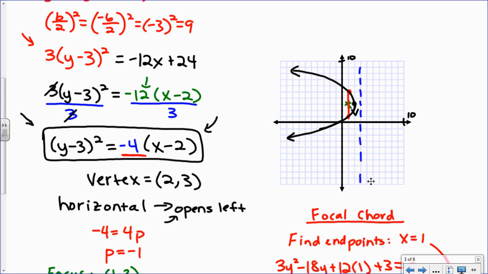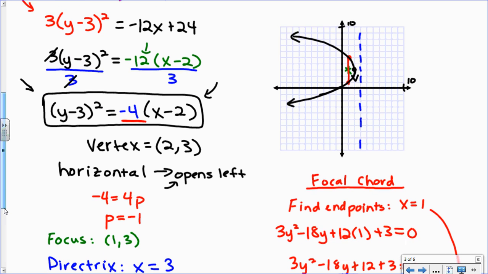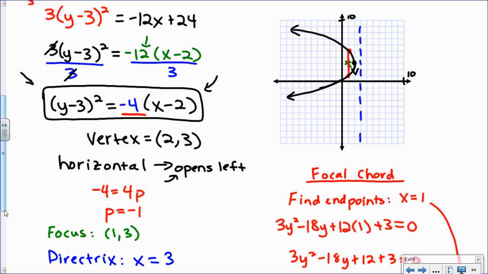Yes? What if you end up with an equation where that number isn't visible? Then you would be going a fractional amount. I mean, you would have to divide it by 4. It won't be like that on your test. I'm trying to make the numbers nice. So if it's vertical and p is negative 1, you go down 1? Correct. Yes.